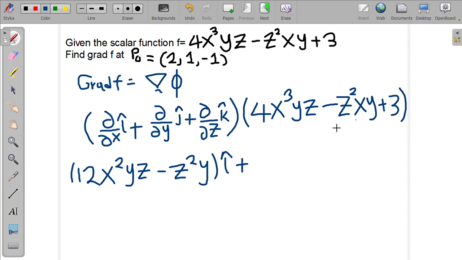The derivative of this equation with respect to y: there is y here and there is y here, so we're going to open the bracket here and write 4x cubed z minus z squared x. Then we close the bracket.